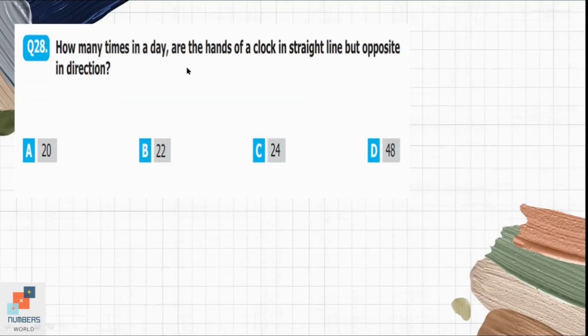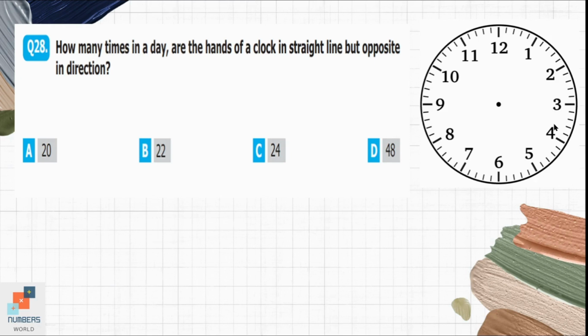Question number 28. How many times in a day are the hands of a clock in a straight line but opposite in direction? We will solve this question by using a clock face. If we start from 12, the opposite of 12 is 6. It means we are talking about half past 12. At half past 12, the hour hand will be in the middle of 12 and 1. To make a straight line, the minute hand should be somewhere in the middle of 6 and 7. So this is our first possible straight line.